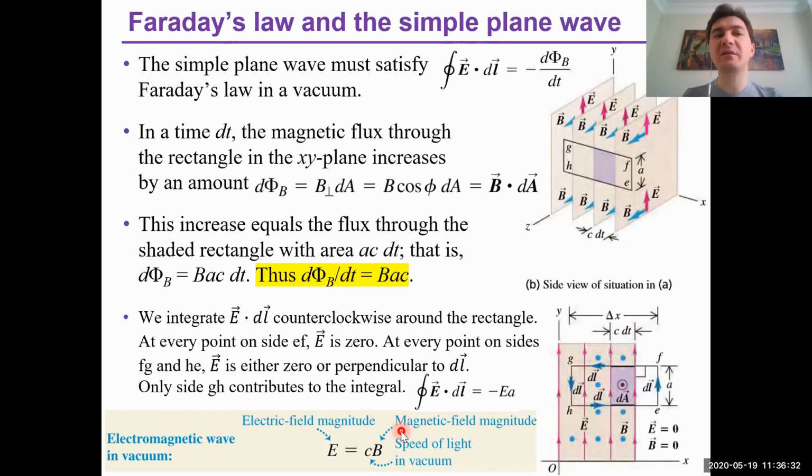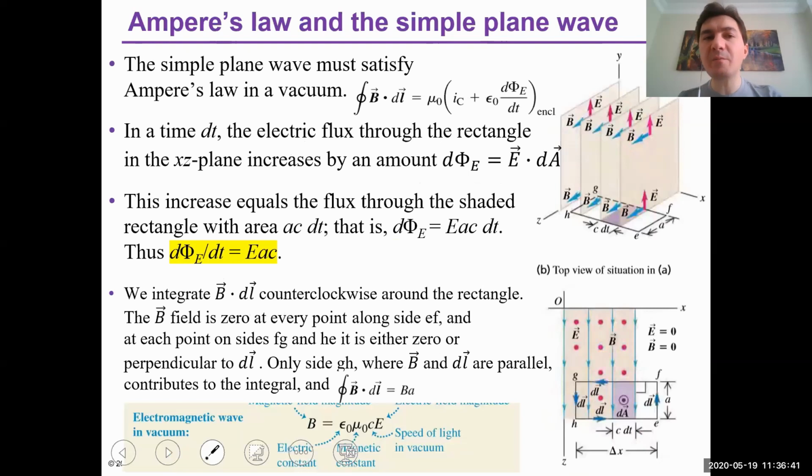So we just applied Faraday's law to analyze the simple plane wave. And now we will apply Ampere's law to check whether it satisfies Ampere's law in a vacuum. Ampere's law in general is given with that expression. In vacuum, there is no displacement current, so this term is 0. Then Ampere's law in vacuum will be given by that expression on the left side and that expression on the right side, mu0 times epsilon0 times the time derivative of electric flux.